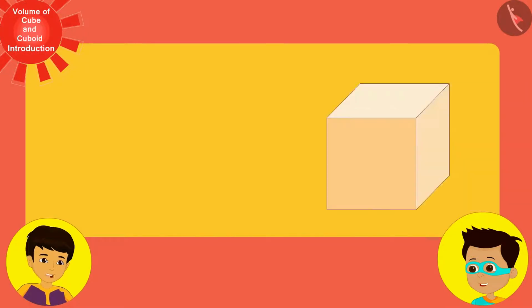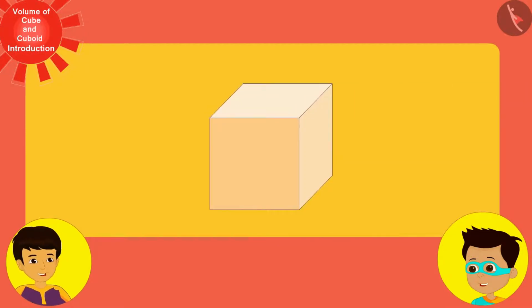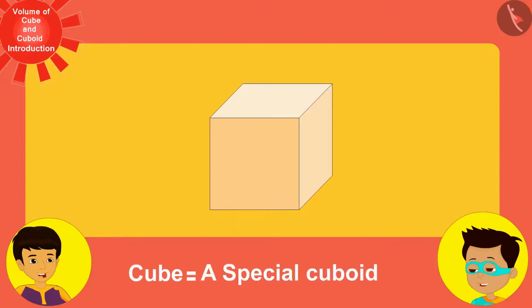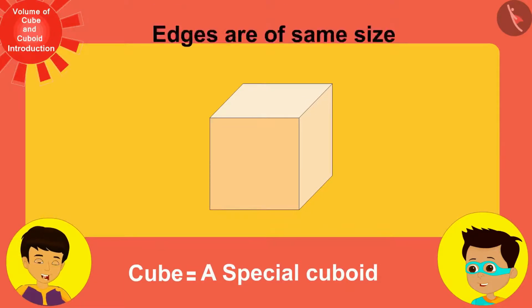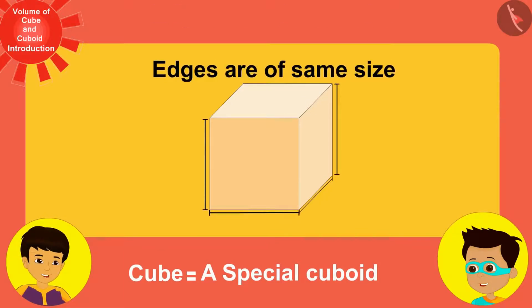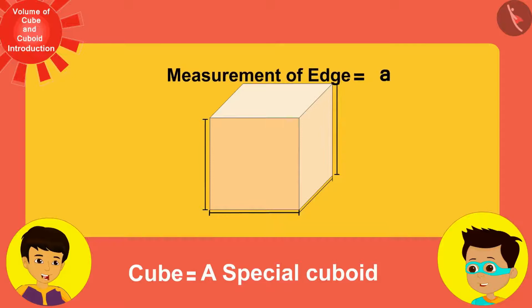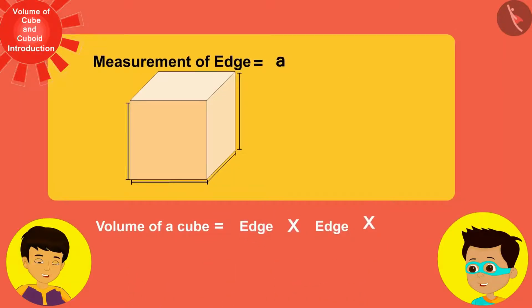Oh yes, Thomas. Now, let's look at this cubical paper packet. Every cube is a special type of cuboid. It is special because all of its edges are of the same size. So, if we assume that every edge of this cube-shaped paper packet has a measure of A, we will get the formula of volume of cube as A cubed.